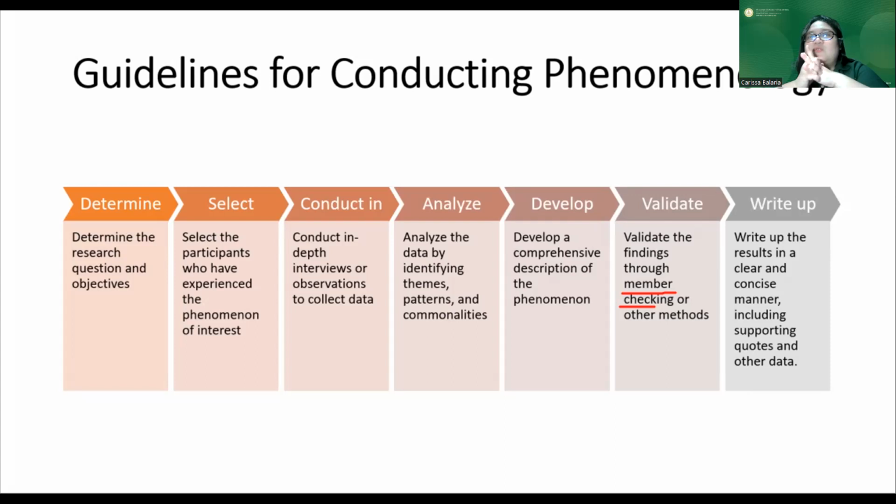Now, what will you do if it's 5 and below? That means that excerpt of yours or that theme of yours should not be a theme because not everyone experienced it. It is not a recurring theme or pattern. Okay? So, only those 6 and above that are similar experiences should be narrated. Okay? I hope that's clear.